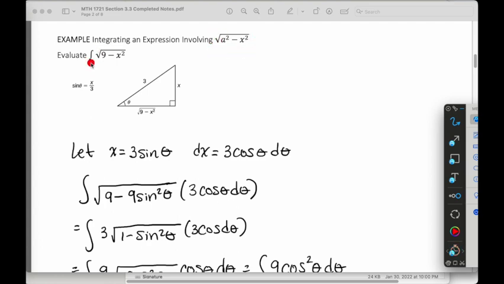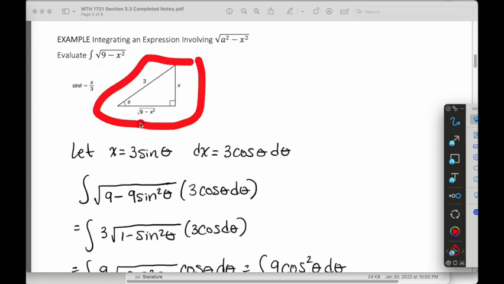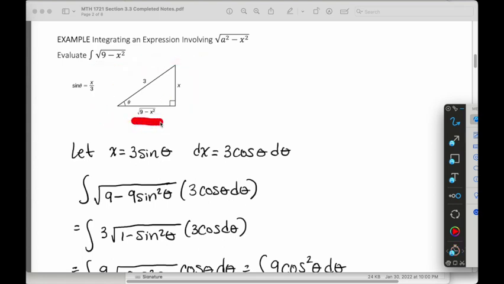All right, now let's look at an example of integrating something with this form. So we have the integral of the square root of 9 minus x squared. Because it's in this form, we're going to set up our triangle so that we have the square root of 9 minus x squared on the adjacent leg, and then we're going to have x as the opposite leg and 3 as the hypotenuse. And it's 3 because a squared is 9, so a is 3.